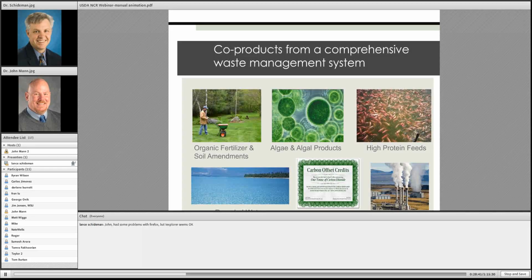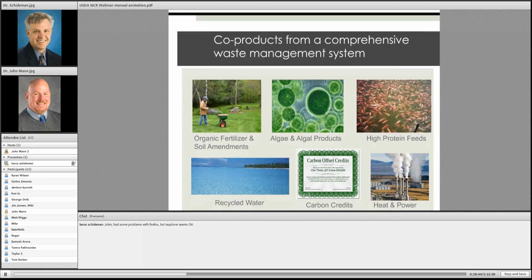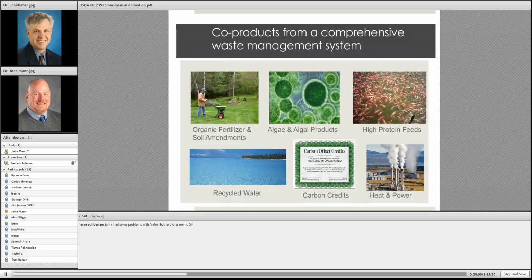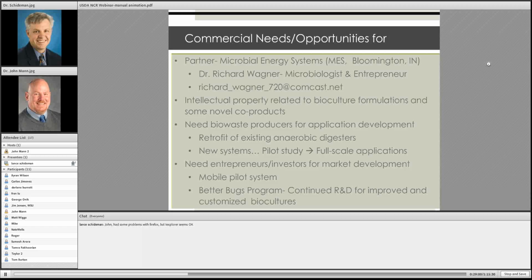Okay, we'll finish up here with this anaerobic digestion portion, and we've got co-products from a comprehensive waste management system ranging from soil amendments, algae products, high protein feeds, recycled water, potentially carbon credits, and of course heat and power, which is where we started. And then in terms of commercial needs and opportunities, we're currently partnered with Microbial Energy Systems out of Bloomington, Indiana, and I've given the main contact there, Dr. Richard Wagner. There is some intellectual property related to the bioculture formulations and the novel co-product applications like the peat moss replacement.